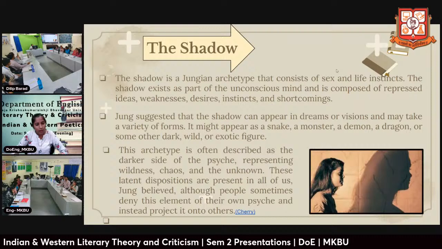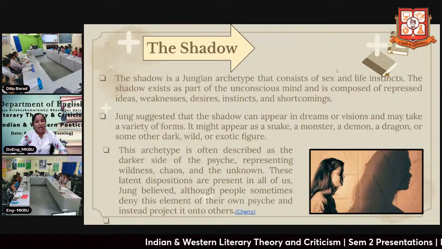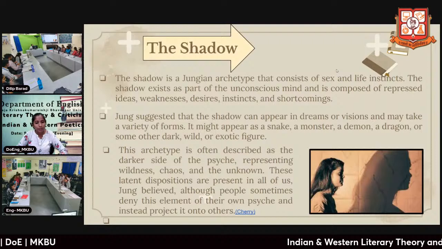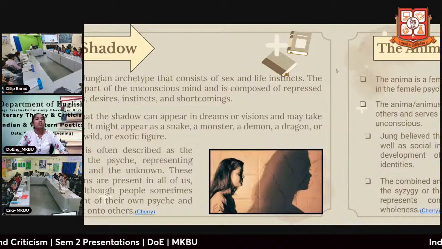It might appear as a snake, a monster, a demon, a dragon, or some other dark, wild, or exotic figure. This archetype is often described as the darker side of the psyche, representing wildness, chaos, and the unknown. These latent dispositions are present in all of us. Jung believed that people sometimes deny this element of their own psyche and instead project it onto others. Third one is the anima or animus.